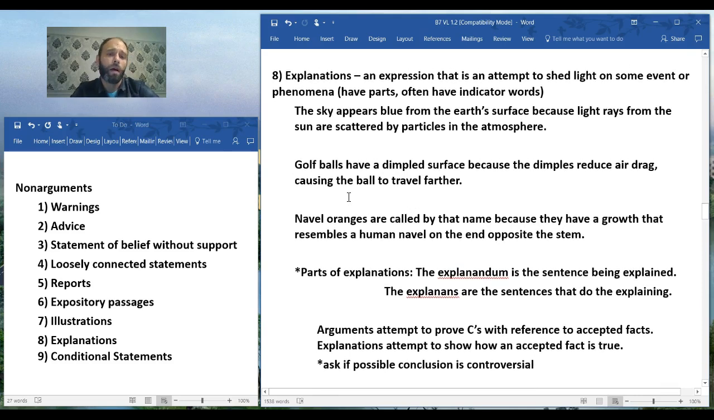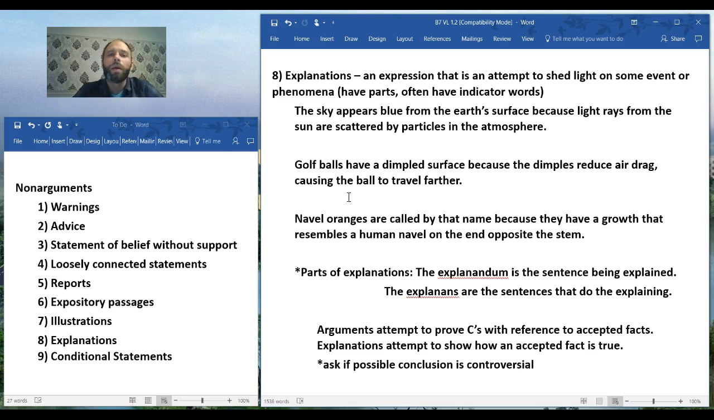All right, the next type of non-argument is an explanation. So an explanation is an expression that is an attempt to shed light on some event or phenomena. Some difficulties distinguishing explanations from arguments: they have parts, and they often have indicator words, especially the word because. But let's look at some examples and talk about how explanations are importantly different from arguments.